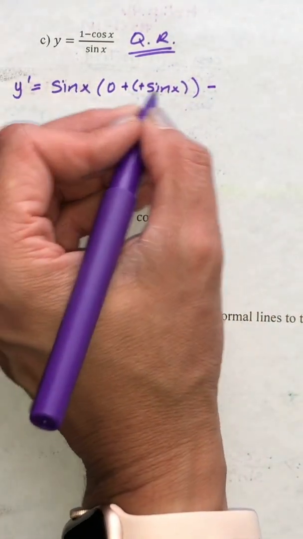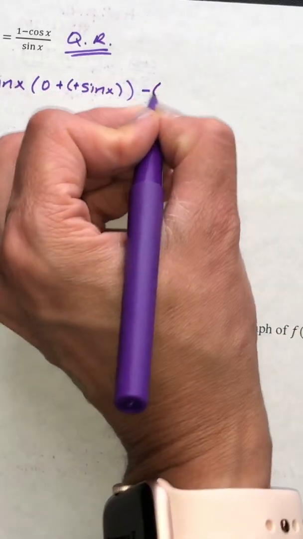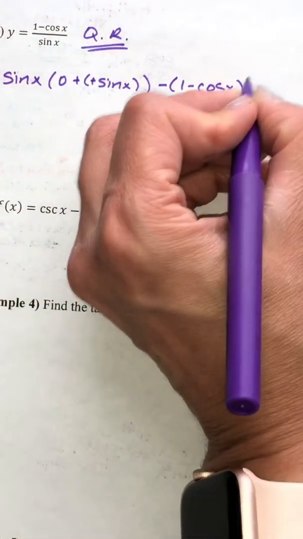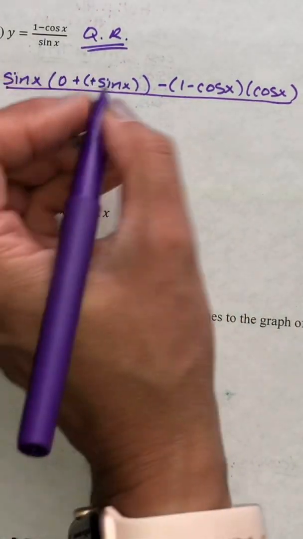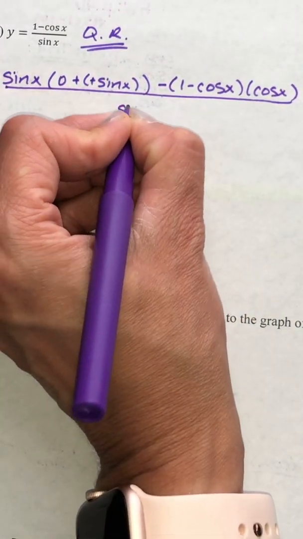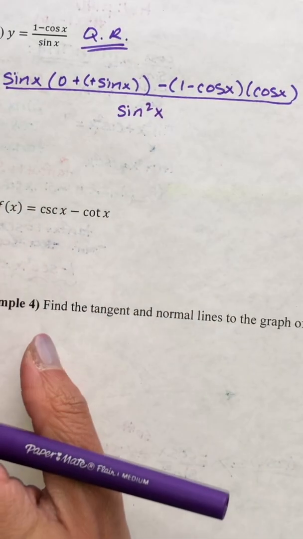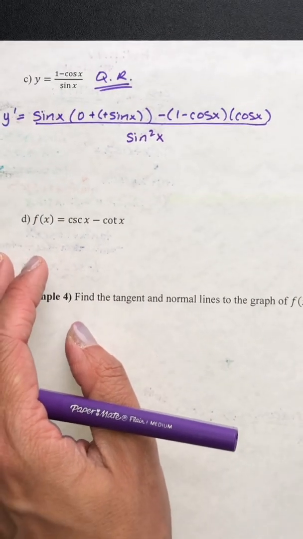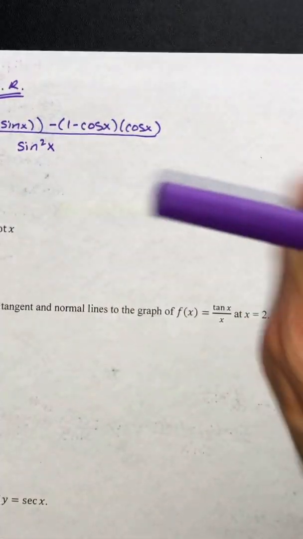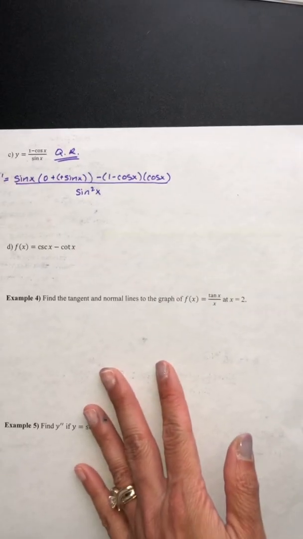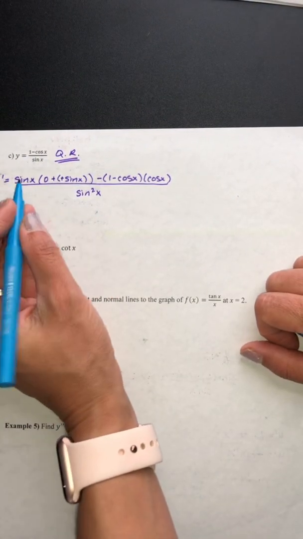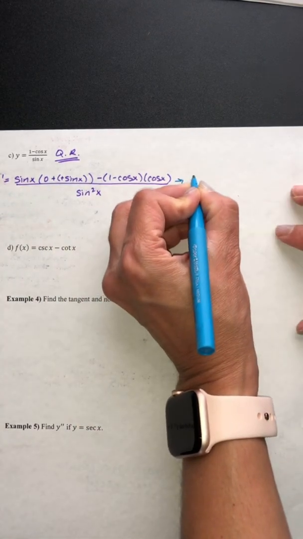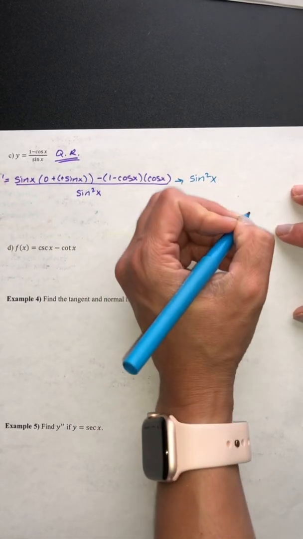So low d high minus high d low, so the high is 1 minus cosine x. The derivative of the low, the derivative of sine is cosine of x, all over low squared, so that would be sine squared of x. All right, and let's clean this up a bit. Let me zoom out a little bit more so you can see the whole thing. Okay, so 0 plus sine x is just sine x. Sine x times sine x is sine squared of x.